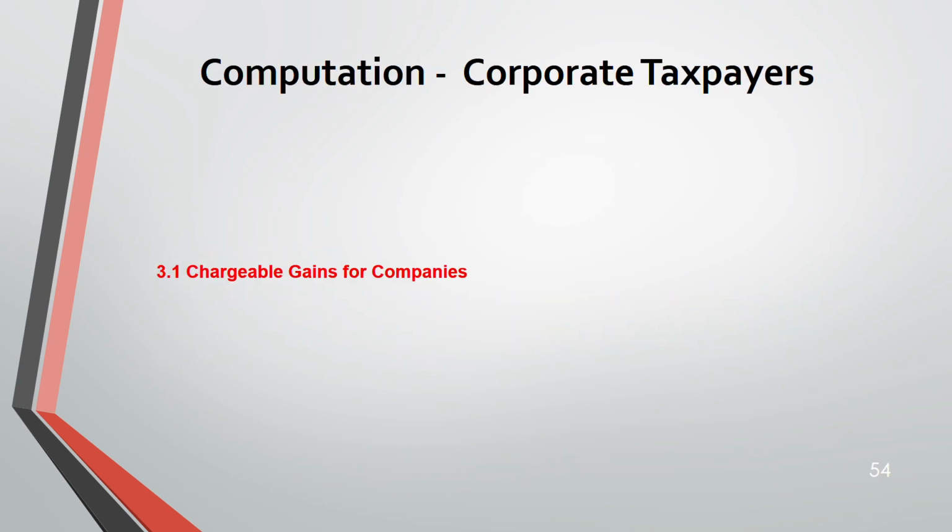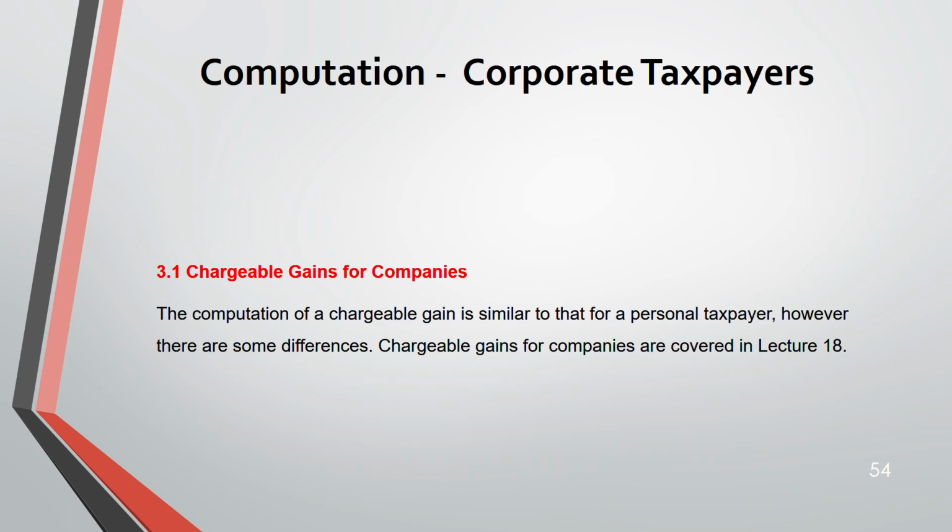Okay, so the last area is chargeable gain for companies. Here, the way you calculate chargeable gain is the same as you have done for individuals. For companies, you calculate in the same way: from sale proceeds you deduct your cost, and that's it. Now, some differences are there. These differences will be covered in lecture 18 when we touch companies.